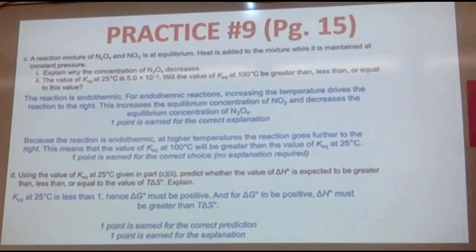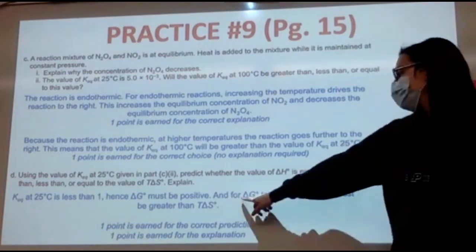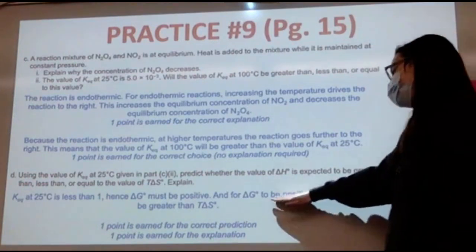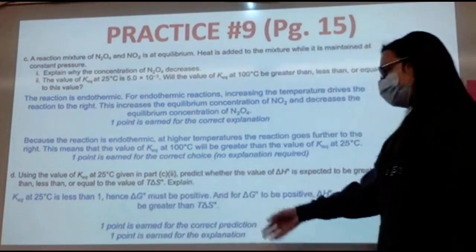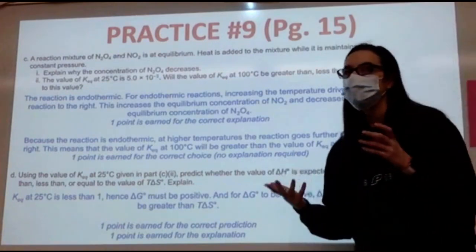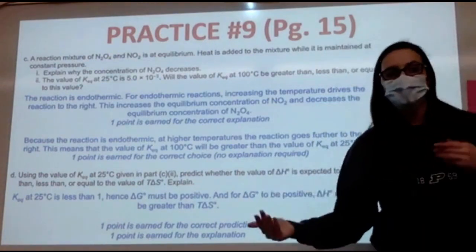Since K is less than 1, delta G is positive. Since reactants are favored, delta G is positive, so it's not thermodynamically favored. For delta G to be positive, delta H must be greater than T times delta S. In your explanation, you needed to somehow talk about delta G being positive. It was 2 points: 1 point for saying that delta H is greater, 1 point for the explanation. Notice how sometimes it's just 1 point for having both, or it's 1 point for each individually.